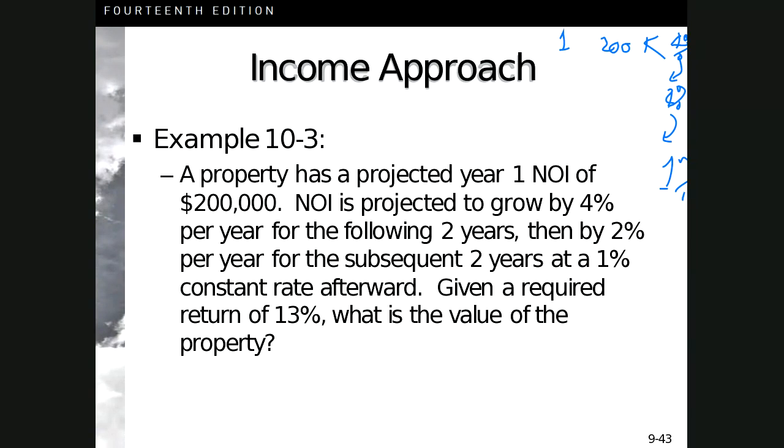Hey, you guys should be able to get this, right? It sounds awfully similar to some of those financial management project valuation kind of questions. So can we figure this out together?